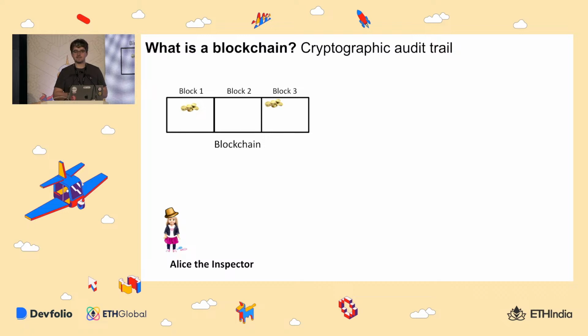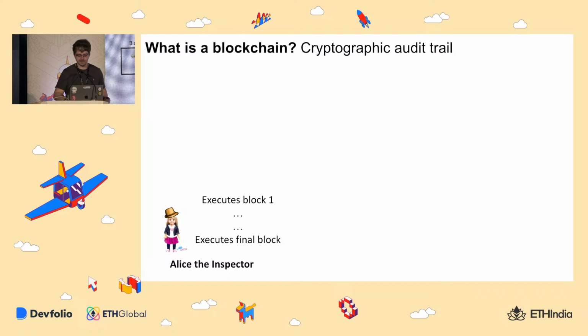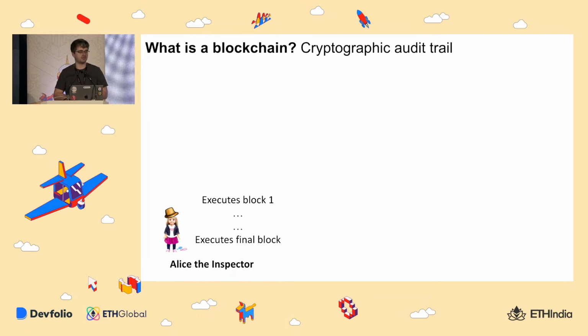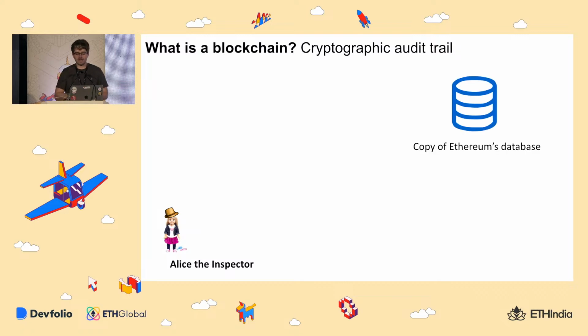Now what about Alice? Alice is an inspector, and Alice wants to see what her balance is on Ethereum. And she wants to be convinced what her balance really is. So what she'll do is she'll join the network, download the blockchain, and execute the blocks in order. Block 1, block 2, block 3, up to the most recent block on the network. And by processing the blocks, what Alice should end up with is a copy of Ethereum's database.